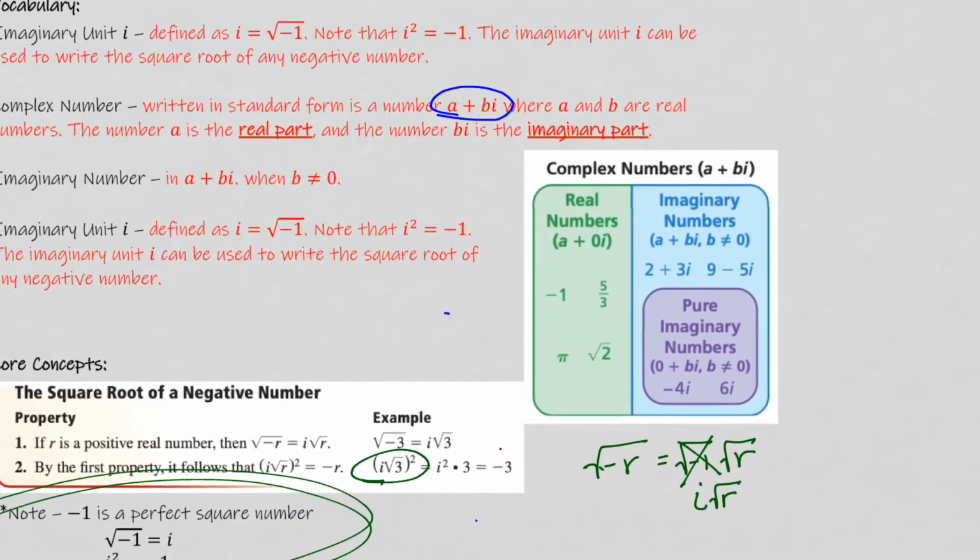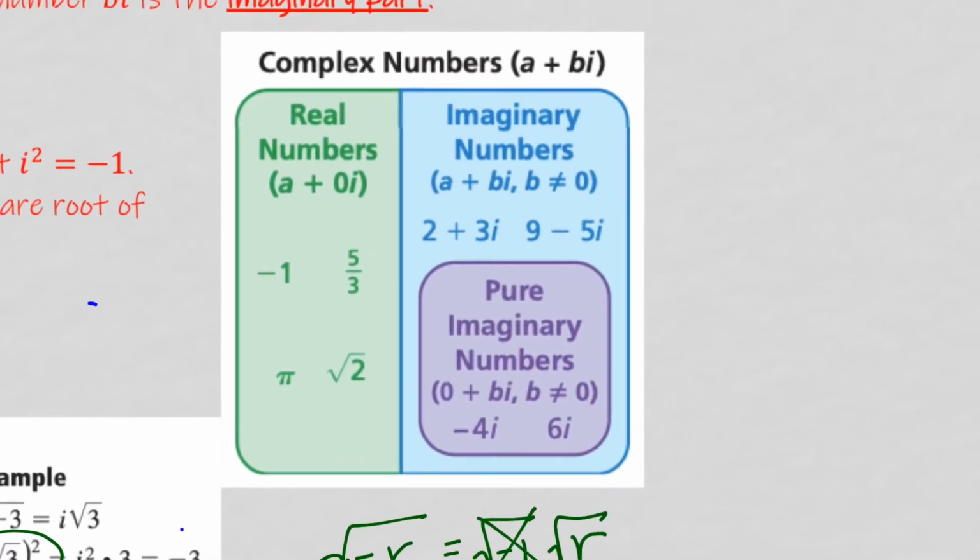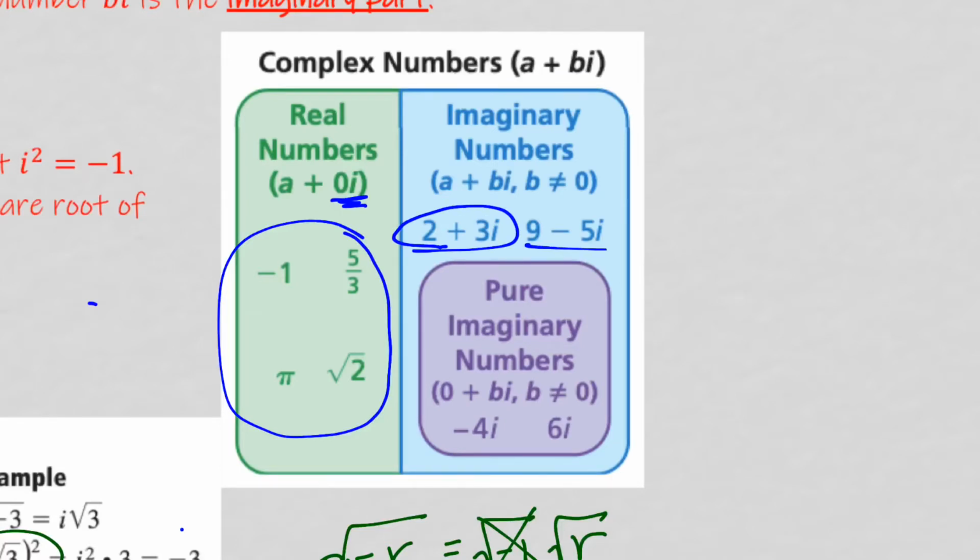Okay, so if we look over here at this chart, it talks about complex numbers. If you have 0i, that's where you get the real numbers. Those can all be plotted on a number line. When b is not 0, you get imaginary numbers, and they are always written in the form a plus bi. Now, if b is negative, you would just change that to a minus, but the real number comes in front of the imaginary number, okay?